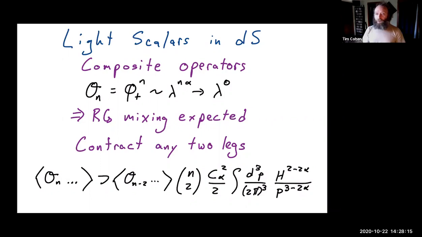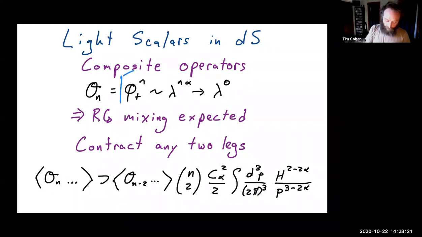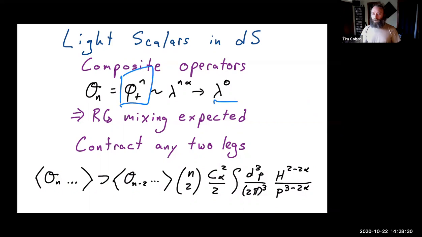So let's take this theory and just evaluate the RGE for a composite operator of the form phi plus to the n. Again, in the massless limit, using the same argument as before, these all scale as order 1. So these operators are all going to mix under RG.